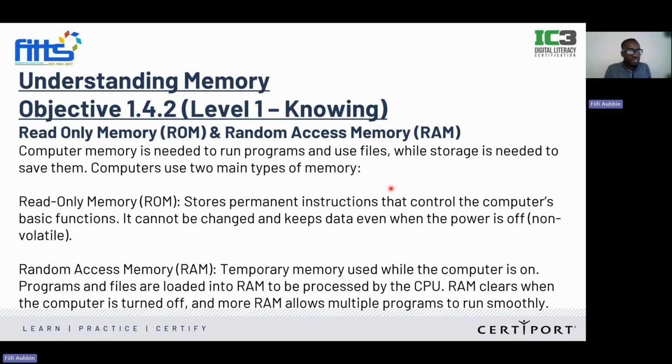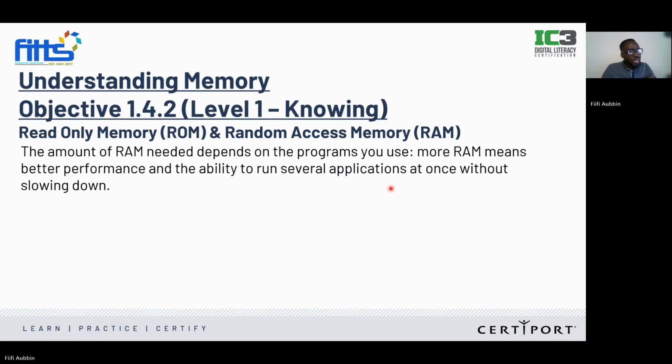Programs and files are loaded into RAM to be processed by the central processing unit, CPU, which is the brain of the computer system. RAM clears when the computer is turned off, and the more RAM you have, the more programs you can run smoothly. So it supports that multitasking functionality. The amount of RAM needed depends on the programs you use. More RAM means better performance and the ability to run several applications at once without slowing down.